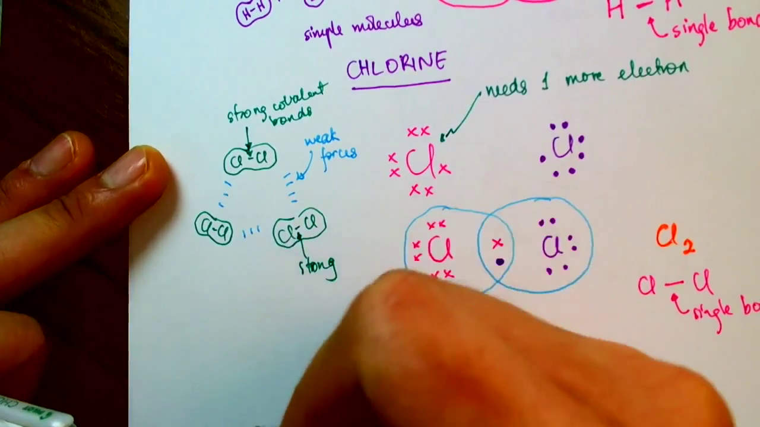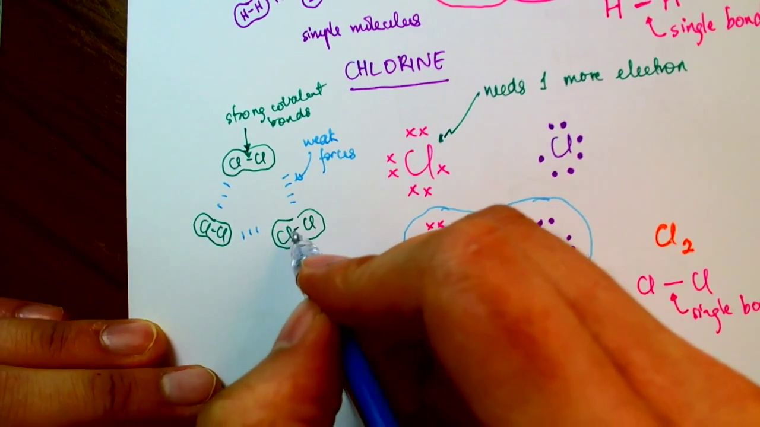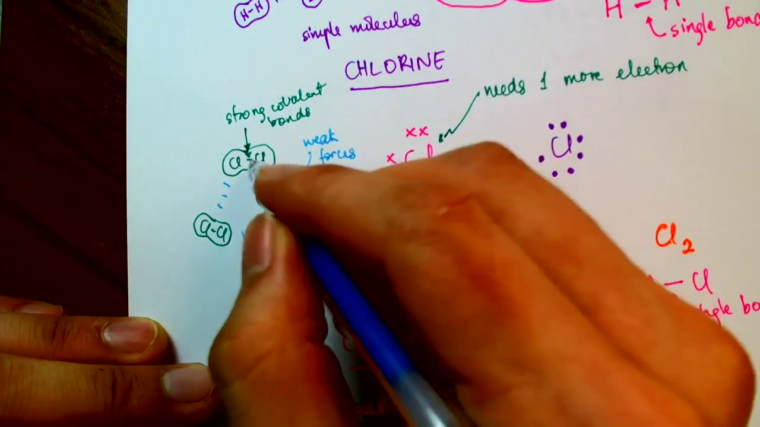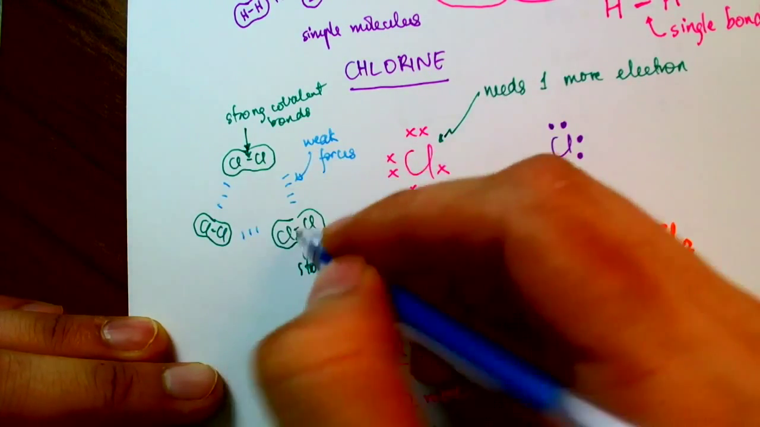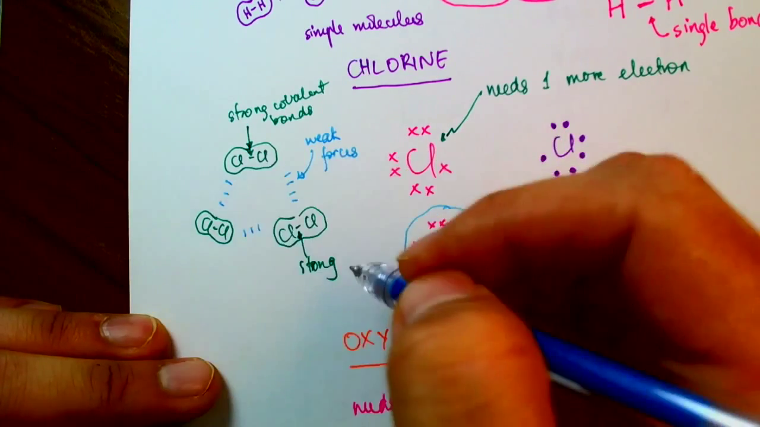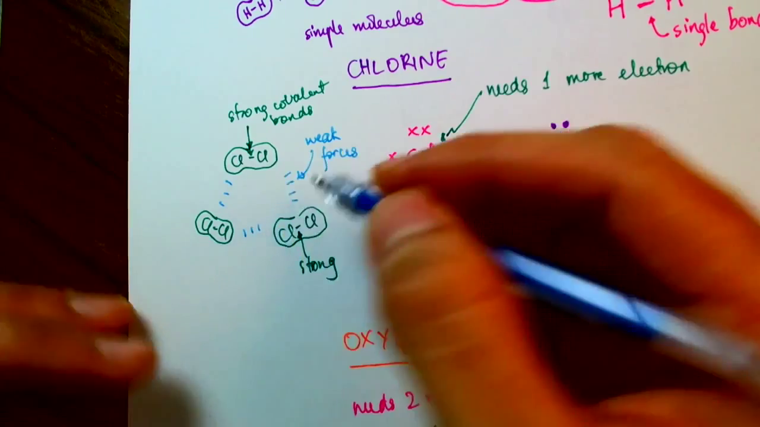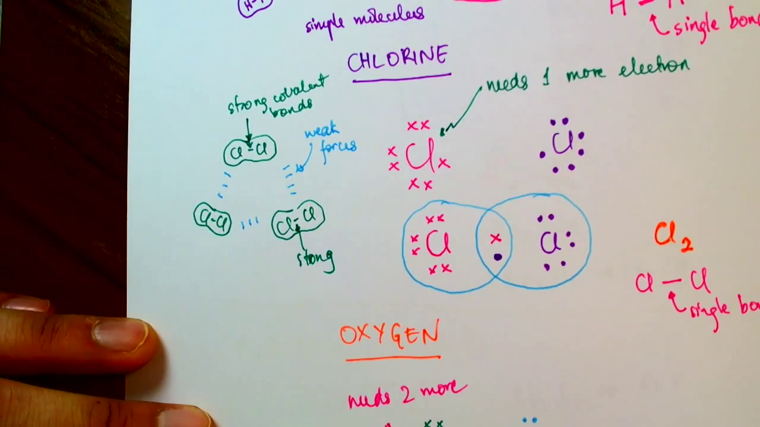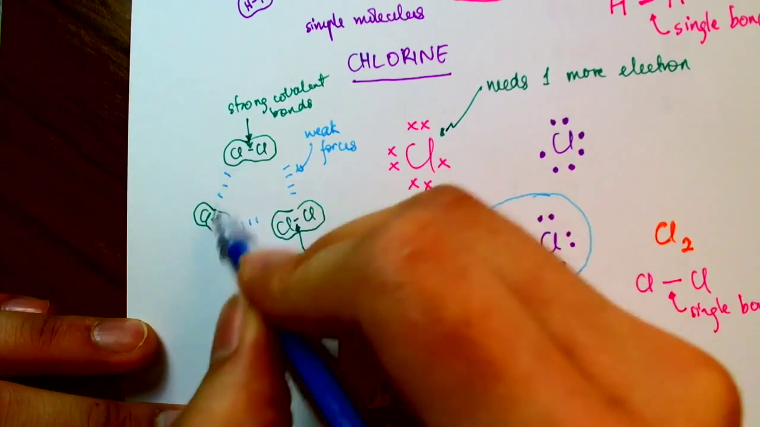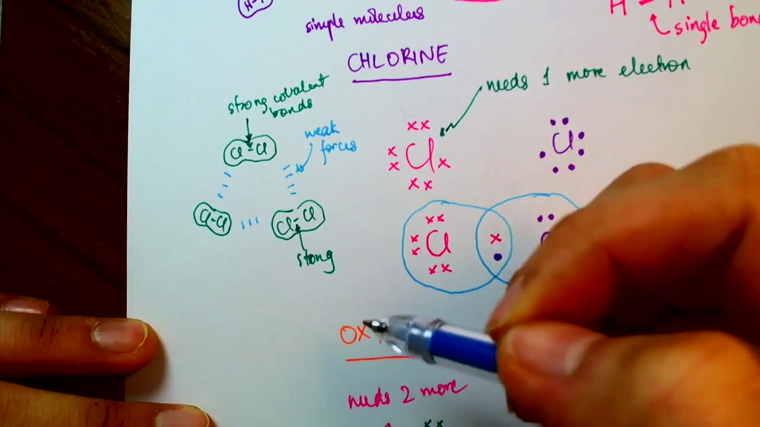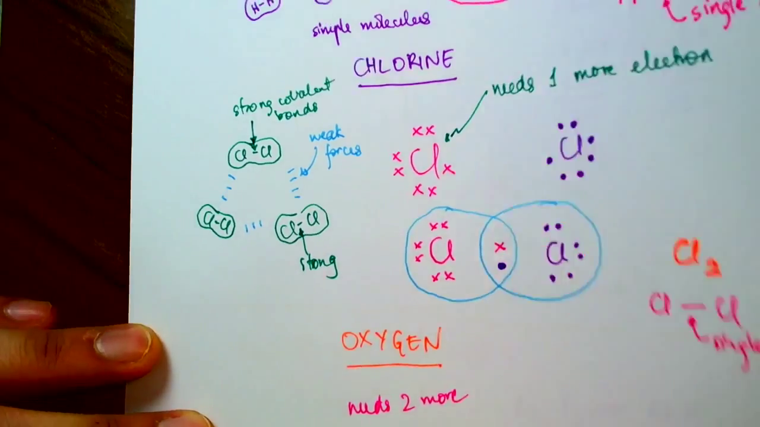Weak forces between them, because they're strong inside because they're sharing electrons, whereas outside of them, they're not really concerned with each other because they're perfectly happy in pairs. They don't need to get extra electrons from someone else. So there's this really weak force between them, this weak London or Van der Waals force, and hence they also have a low melting or boiling point. That's why chlorine is a gas at room temperature.